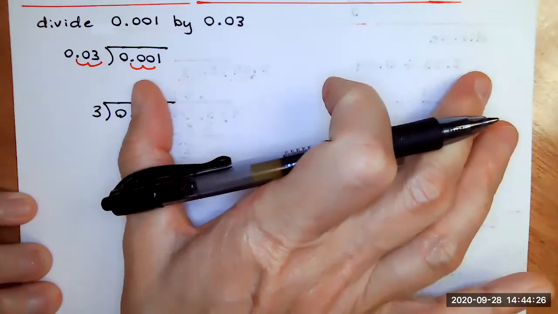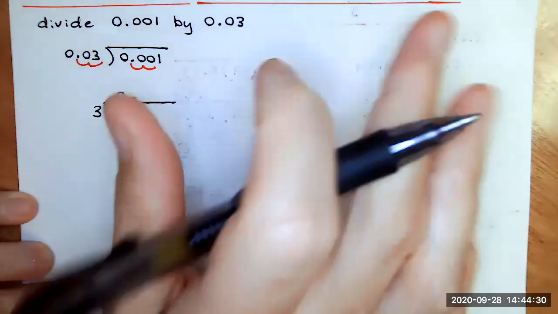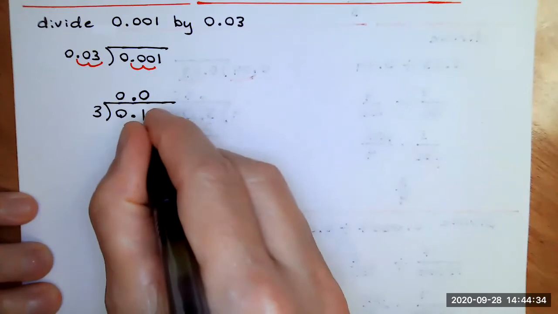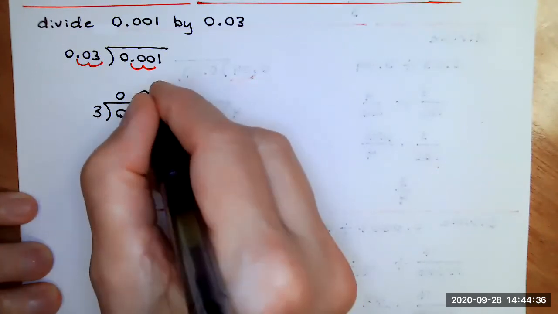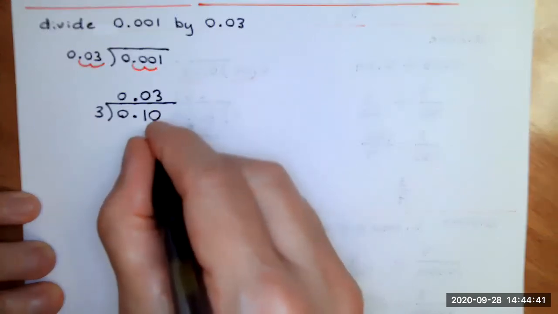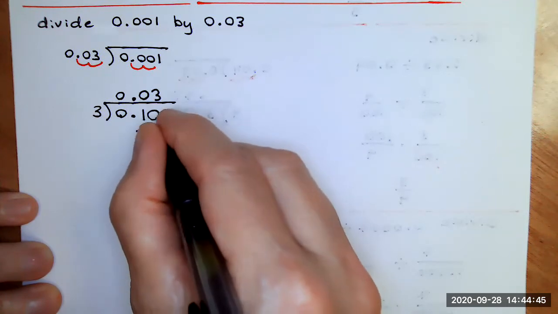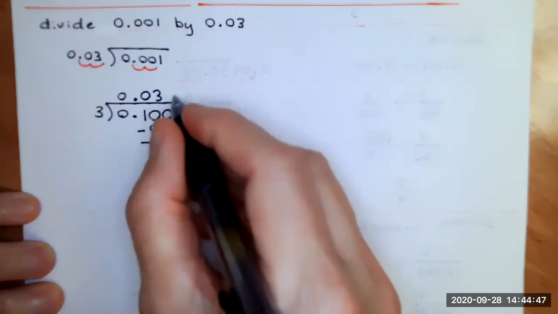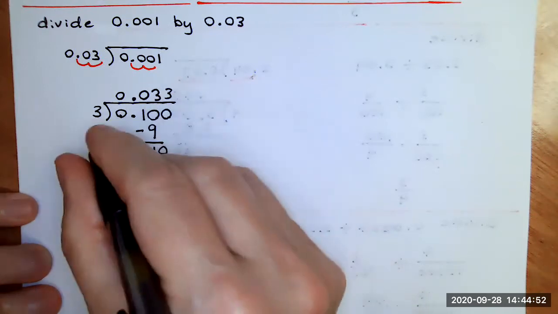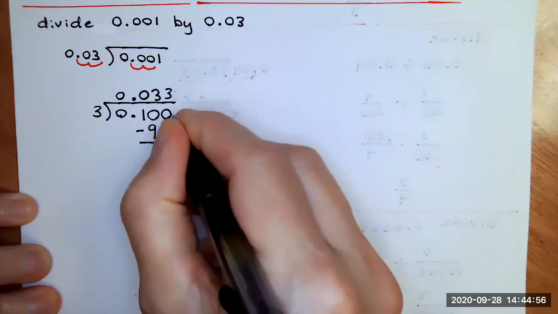Does 3 go into 0? No. Does 3 go into 1? No. So I can add a 0. Does 3 go into 10? That would be 3 times. 3 times 3 is 9. Subtract and get a 1. Add another 0. 3 goes into 10 3 times. 3 times 3 is 9. I'm probably starting to get deja vu.